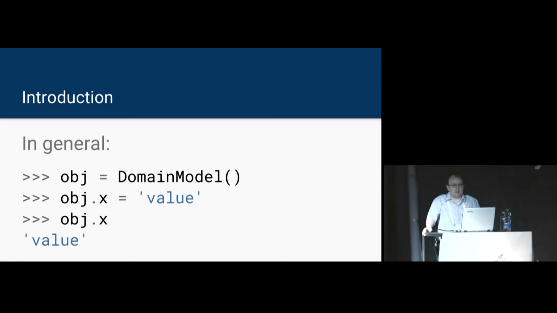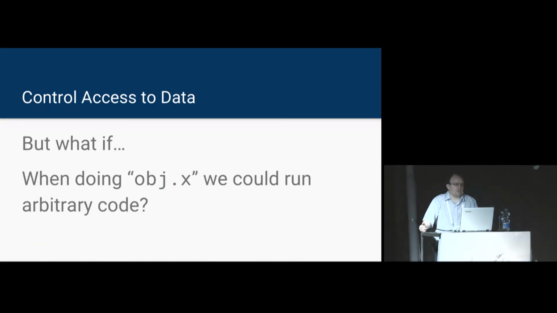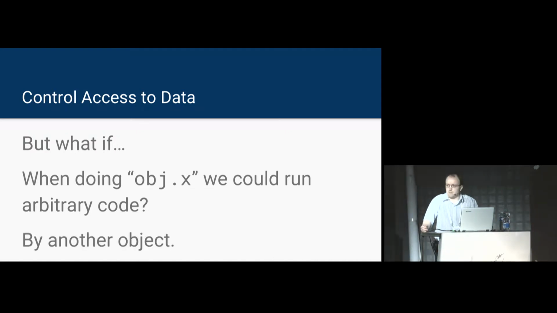But first, something that applies to all programming languages that support object orientation in some way. Basically, we have objects that are instances of some class, and they hold attributes, which hold values. When we request one of the attributes, we pretty much get what was previously set there, so there's no surprise there. But what if I told you that when you request one of the attributes, you can also run arbitrary code that is going to be run by another object of a completely different class?